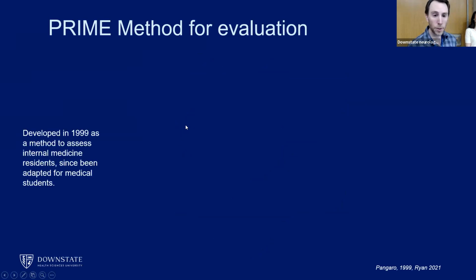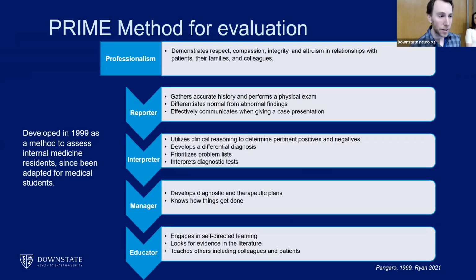The RIME method was first developed in 1999 to assess internal medicine residents, but it was quickly adapted for medical students. In PRIME, each letter stands for one of the skills that medical students should acquire. P was added later on, which was professionalism. R stands for reporter. So the student should be able to gather an accurate history, perform a physical exam, differentiate normal from abnormal findings, and effectively communicate when giving a case presentation.